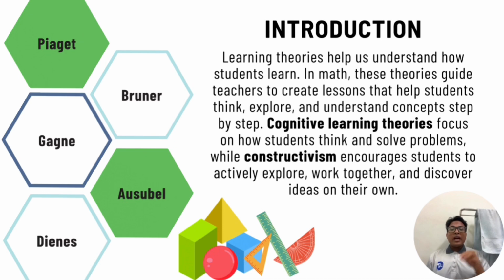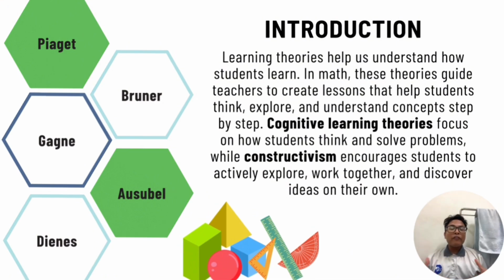So there are five cognitive learning theories: Piaget, Bruner, Gardner, Ausubel, and Dienes. Alright, for this coursework, I have to create a lesson using cognitive learning theories and also constructivism, but we don't have to use all the cognitive learning theories. You have to choose. So I choose Piaget and also Bruner and also constructivism. So I combine these two theories and constructivism into one activity in class.